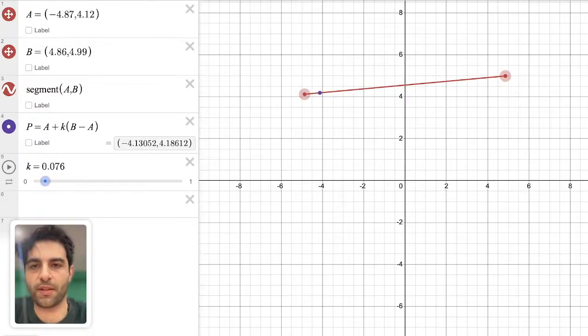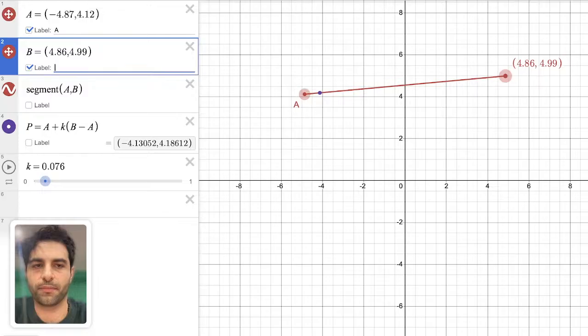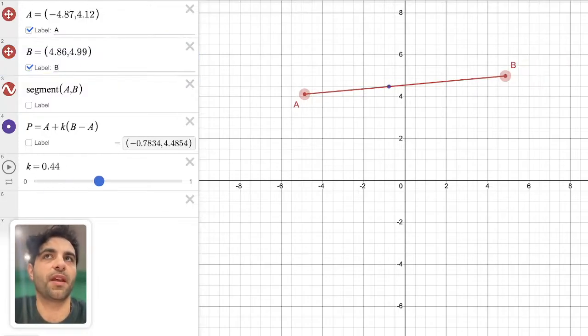So again, just labeling this so you can see them. This one is A, and this one is B. Yeah? So if K is 0, that's like starting at A, right? If K is half, then we're halfway, right? And if K is 1, then we're at B. It allows you to move from one to the other. Is that cool? Everyone sees that?